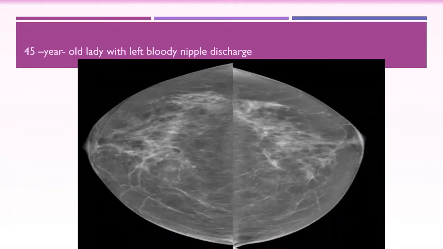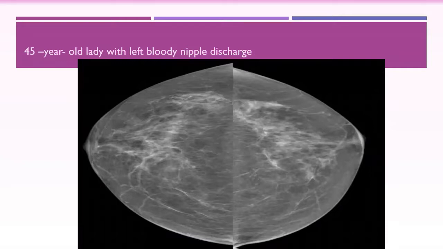This is bilateral CC. The left breast showed retroareolar skin thickening and a density from the retroareolar region going back, taking the shape of maybe a duct. So we call it a single dilated duct, or solitary duct sign. And the patient has bloody nipple discharge.